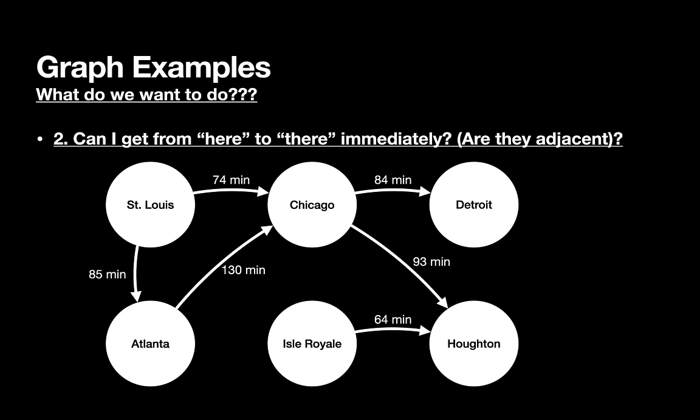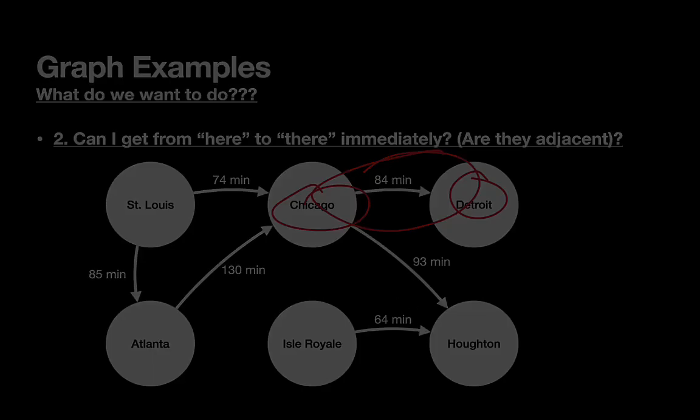Okay, the second class of question we might want to answer is, can I get from here to there immediately? Are two things immediately adjacent? So in this particular graph, we may want to say, hey, is there a direct way to go from Chicago to Detroit? And it turns out there is. That's just a slightly different question. We're not looking at all of the outgoing arcs. We've got a very specific question with two vertices and asking whether those two vertices are connected. So these are two common operations. So let's think about how these two operations may work with our edge list implementation.